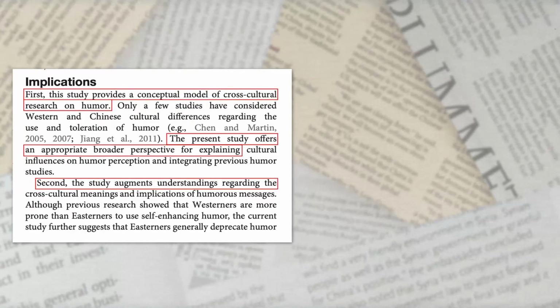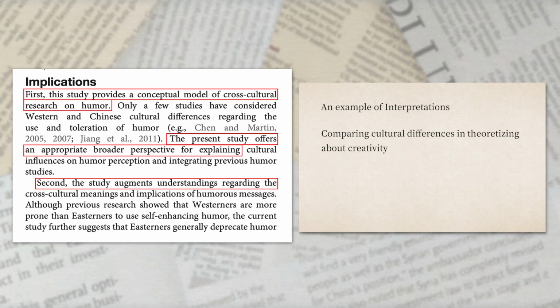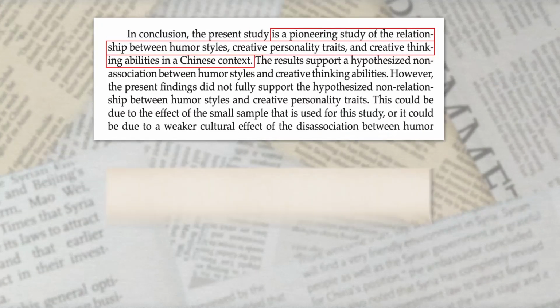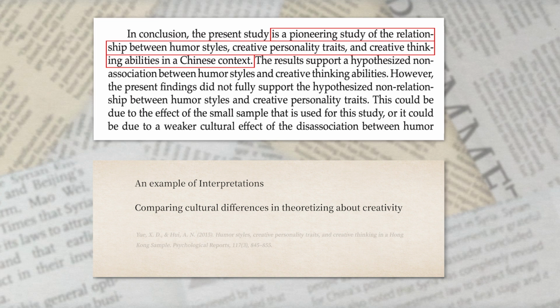And here is another example of discussion writing. You can see the part in the red block shows how my present study relates to previous studies, how my present findings matter for studies in the field. And here is another example of showing the credit of my study in relation to previous ones.